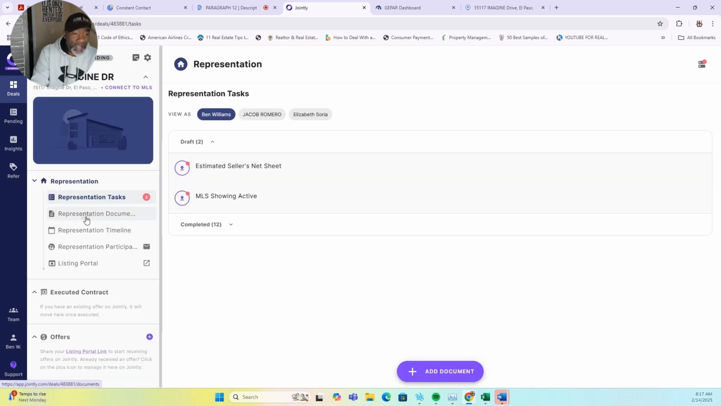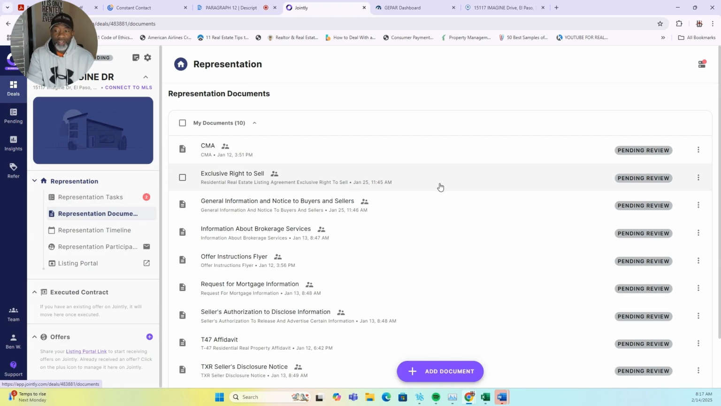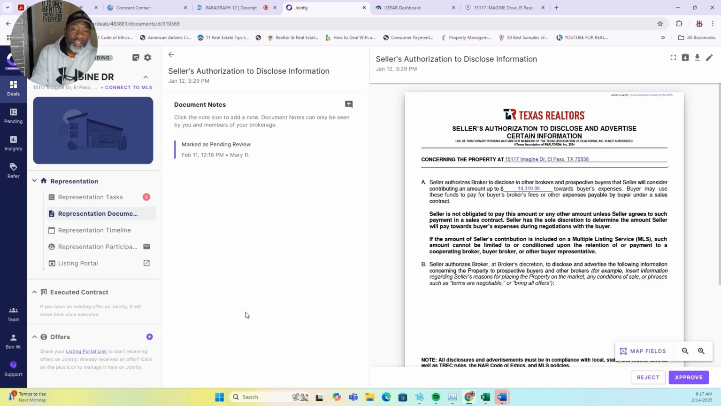I'm going to my representation documents. I have the exclusive right to sell. You just saw paragraph A, right? Now I also have the seller's authorization to disclose information. This authorizes me to disclose what amount the seller is considering to pay towards buyer's expenses. We need this because this gives me the authorization to let everybody know that, hey, my seller is considering contributing towards buyer's expenses up to this amount. In this case, it's $14,310. This can be used for the buyer to do as they choose.